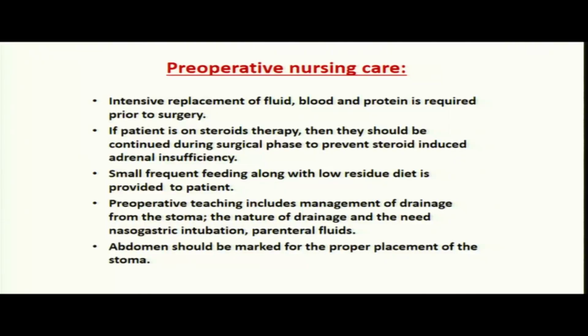What would be the preoperative nursing care for these particular individuals? Intensive replacement of fluid, blood and protein is required prior to surgery. If the patient is on steroid therapy, then it should be continued during the surgical phase to prevent steroid-induced adrenal insufficiency. Small frequent feeding along with a low residue diet is provided to the patient.